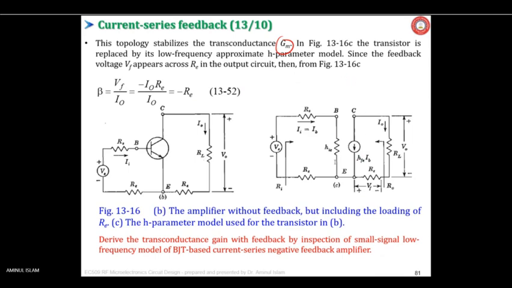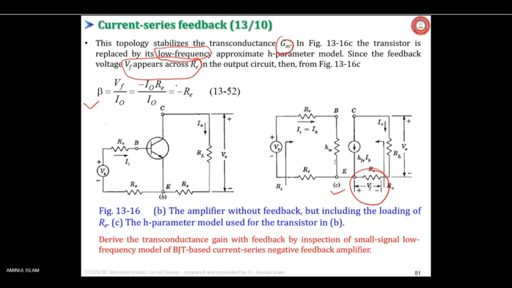In this figure C, the transistor is replaced by its low frequency approximate hybrid pi parameter model. Low frequency, because if it were high frequency, then obviously capacitances would be there, but they are not. So the feedback voltage VA appears across RE, the emitter resistance, and the output circuit. Then we get beta equals VA by IO.